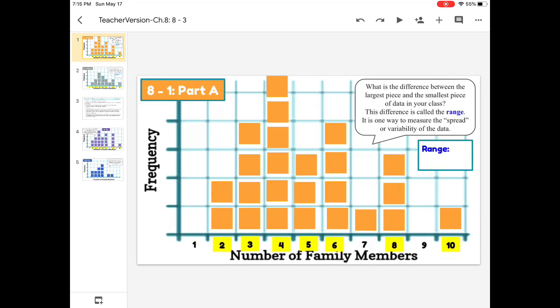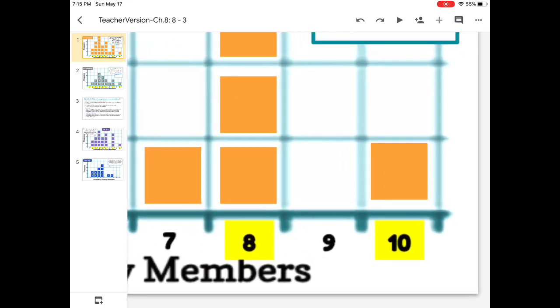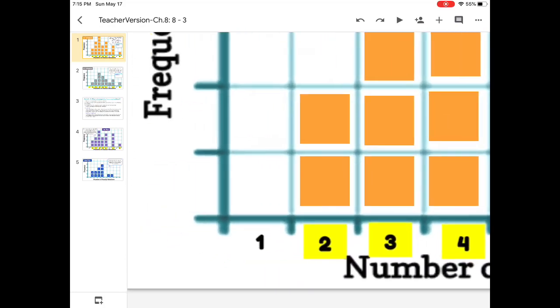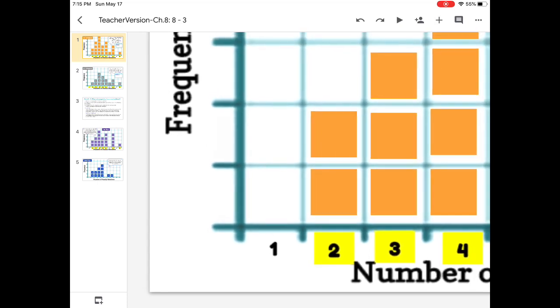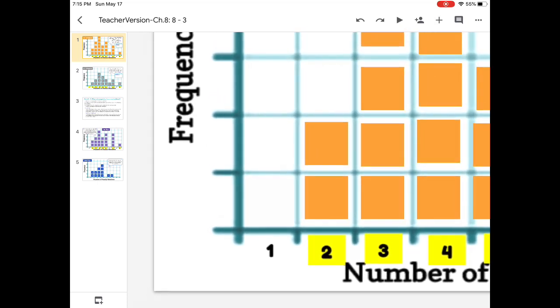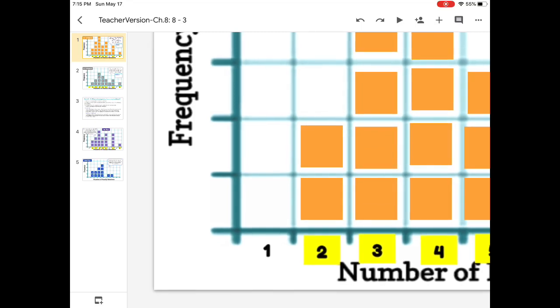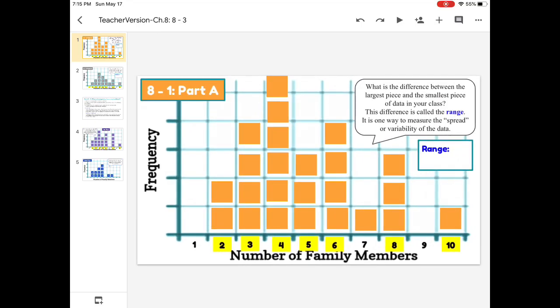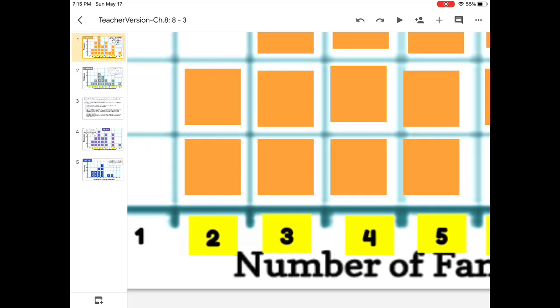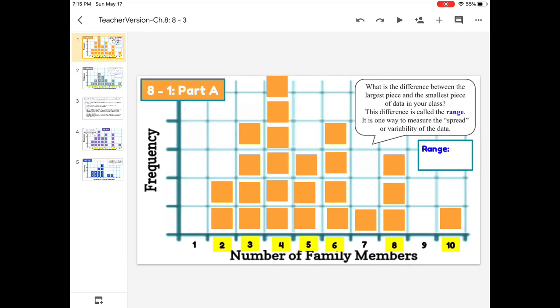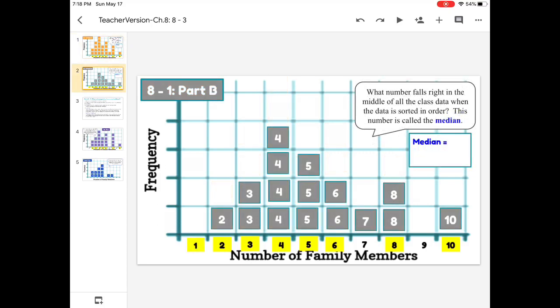So if you took a look at the data, which is only the highlighted numbers, it is a number of the families. So that's 2 members in a family, 3, 4, 5, 6, 7, 8 members in a family. You only want to use the numbers that are highlighted because even though 1 is there, it is not being used. So 1 wouldn't count. 2 would actually be the smallest number. So you want to find the difference between the largest, which is 10, and the smallest, which is 2. And then you can go ahead and type in your answer in that little spot that I left for you that says range. So let's go ahead and move on to part B.